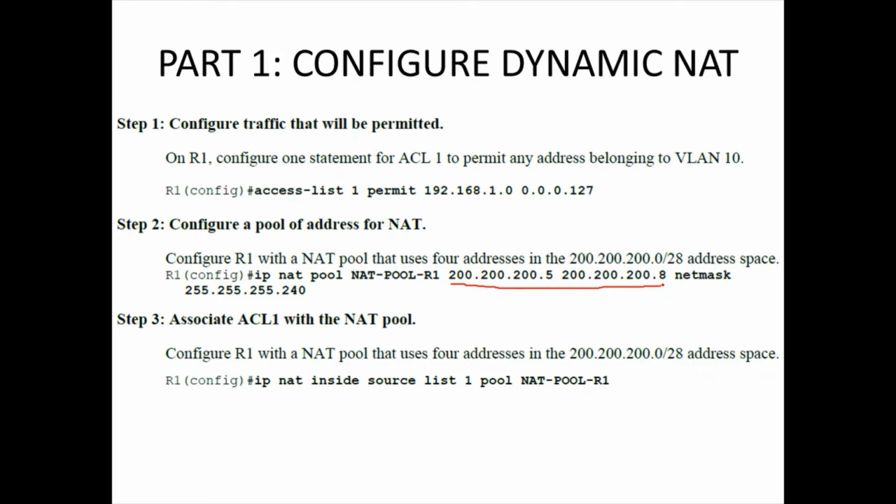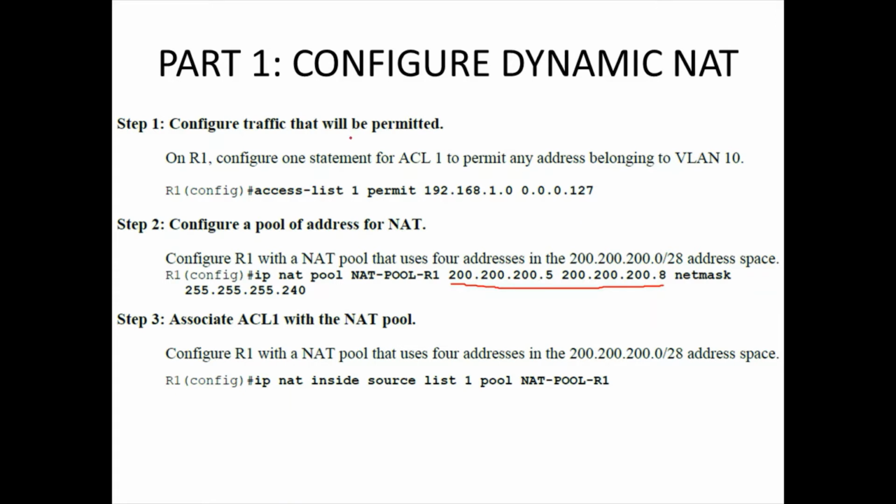The dynamic entry stays in the NAT translation table as long as the traffic is exchanged in the network. There will be a timeout period after which the entry is cleared from the NAT translation table, and the public IP address can be assigned again to a private IP address in the future. So with dynamic NAT, you need to specify two sets of addresses.